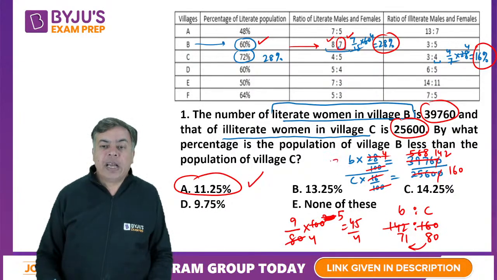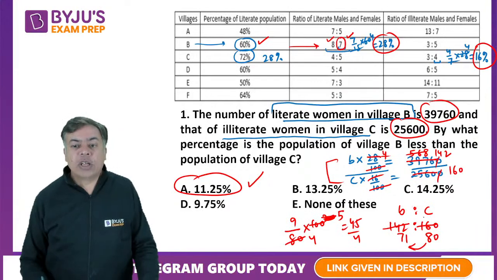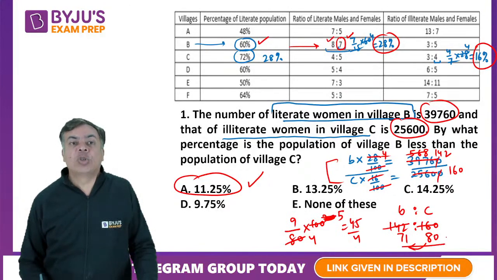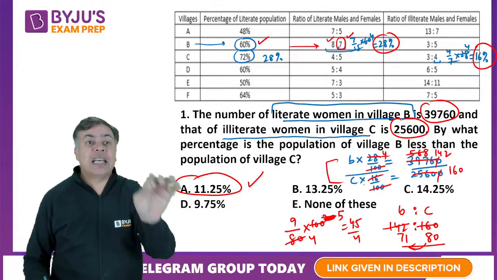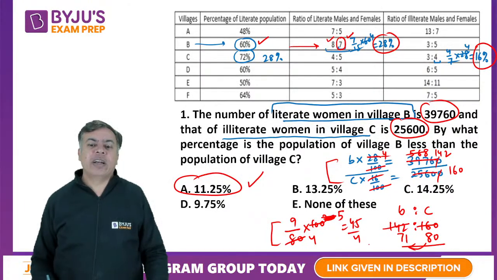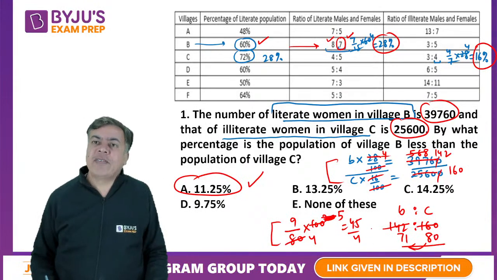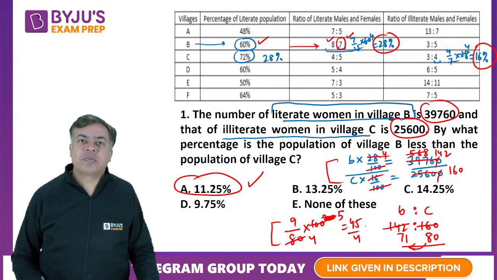So we took the ratio of B and C. The ratio of B and C is 71 to 80. He's asking how much percent B is less than C. So it is 9 less than 80 according to the ratio, and we calculated 9 by 80, which is 45 by 4, that is 11.25 exactly.